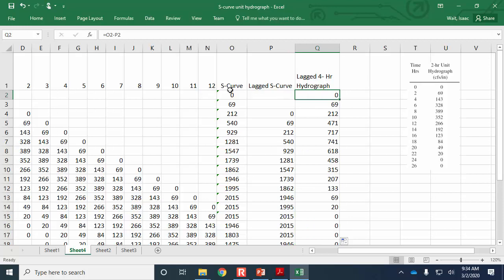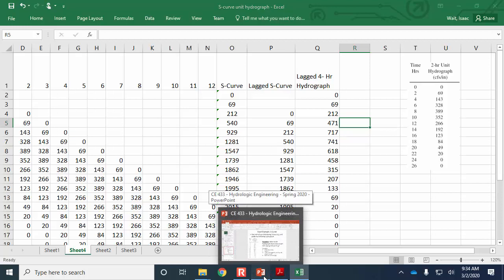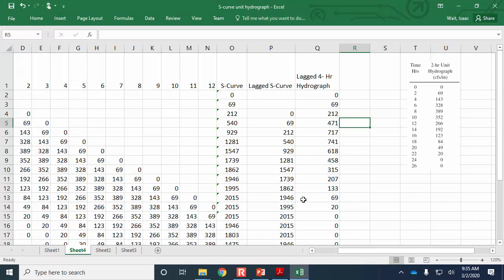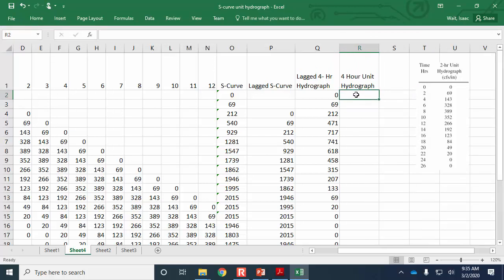Again, what we did is we started with the S-curve and subtracted the lagged S-curve. The last thing we have to do is divide by the ratio of the times. Our original time was 2 hours, and our new time is 4 hours. So we're dividing this resultant hydrograph by T prime R over T R, which is 4 divided by 2. So we're dividing by 2, the ratio of the new to the old. And then this is the 4-hour unit hydrograph. It is the one to the left divided by 2.